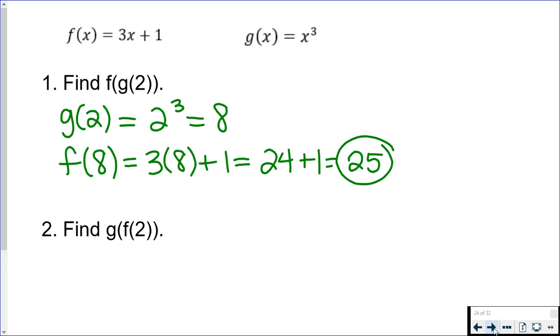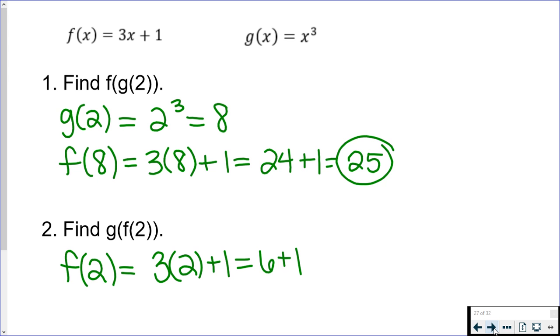Next is the opposite. Instead of f of g of 2, we now have g of f of 2. So starting from the inside out, you want to do f of 2 first, which means every single x in f of x is becoming 2. That would be 3 times 2 instead of 3 times x plus 1. 3 times 2 is 6, and then you do 6 plus 1, and that would equal 7.